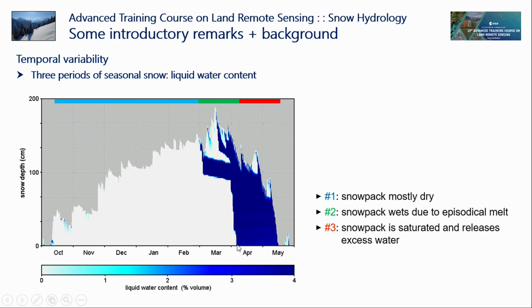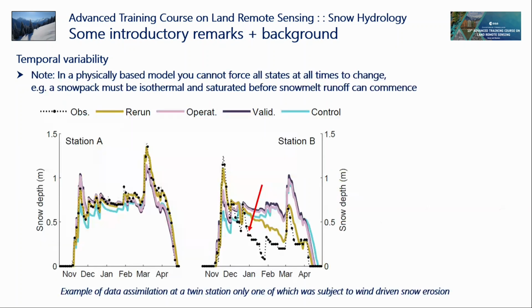Only if the water makes it all the way to the bottom of the snowpack, you can have snowmelt runoff, obviously. So see this green phase as the ripening and transition from fully dry, cold to fully saturated isothermal 0-degree snowpack. Well, that has some implications.